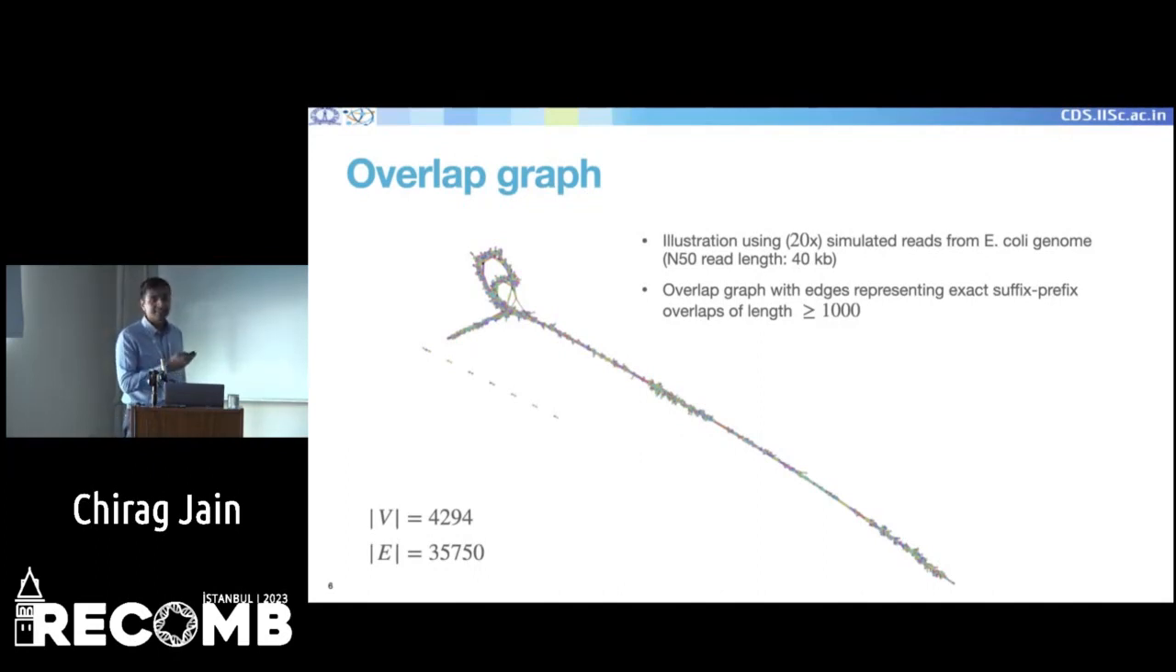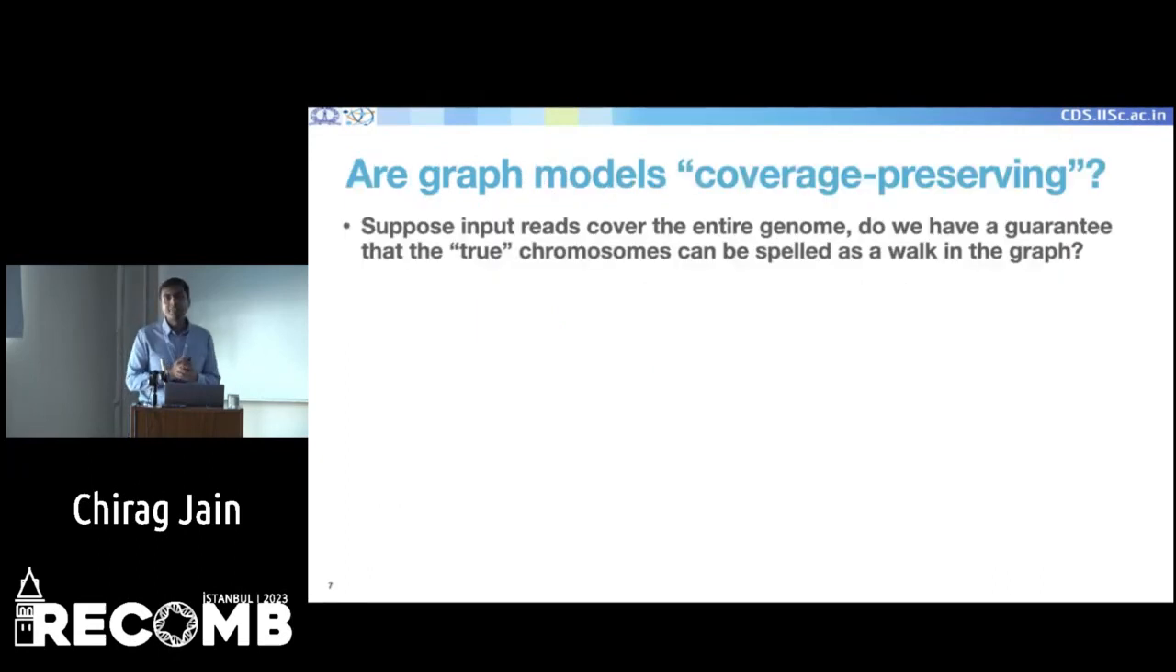Now, why am I discussing these sparsification techniques? When it comes to genome assembly, one of the fundamental questions that one can ask is, suppose I give you input reads that cover the entire genome. Do we have a guarantee that the true chromosome can be spelled as a walk in the graph?